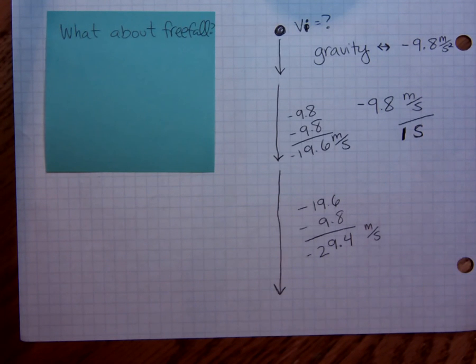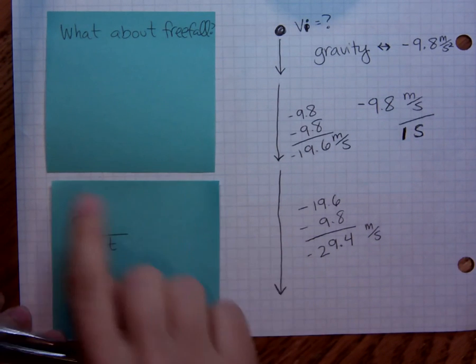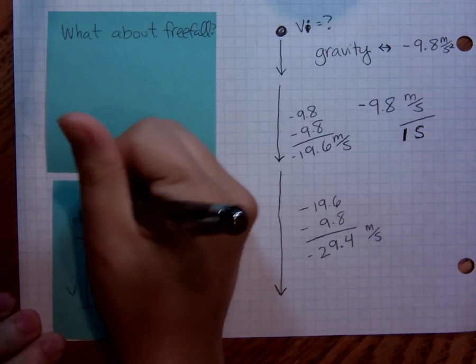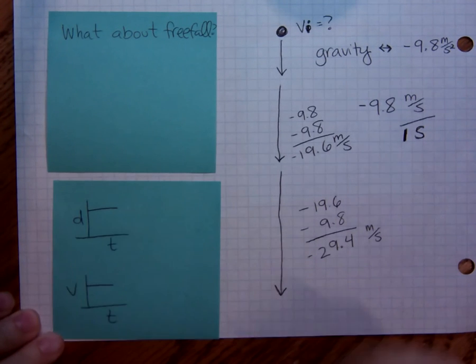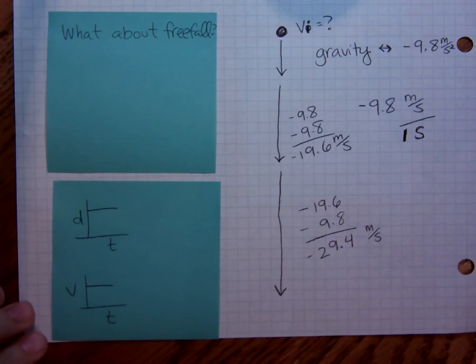Oh, maybe graphs. Okay. Finally, know the difference between a displacement time graph and a velocity time graph. These lines on these graphs mean different things.